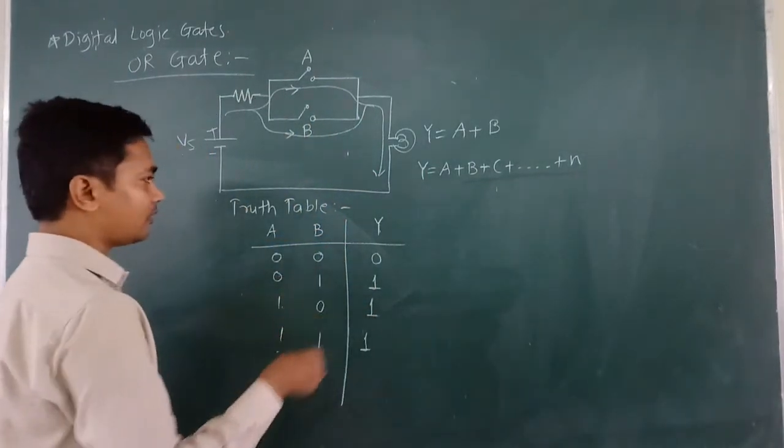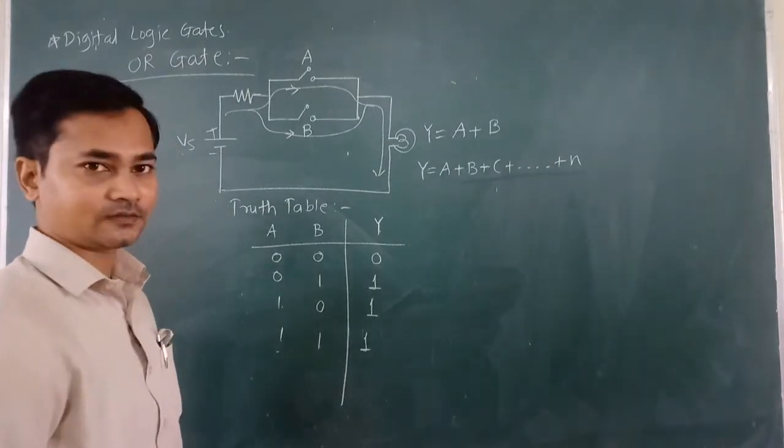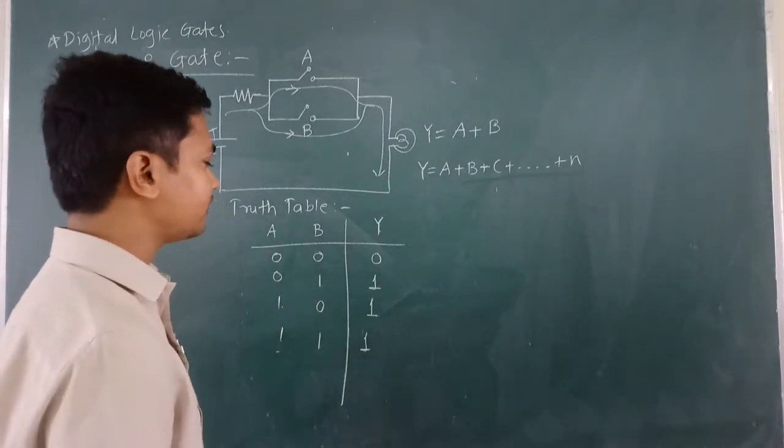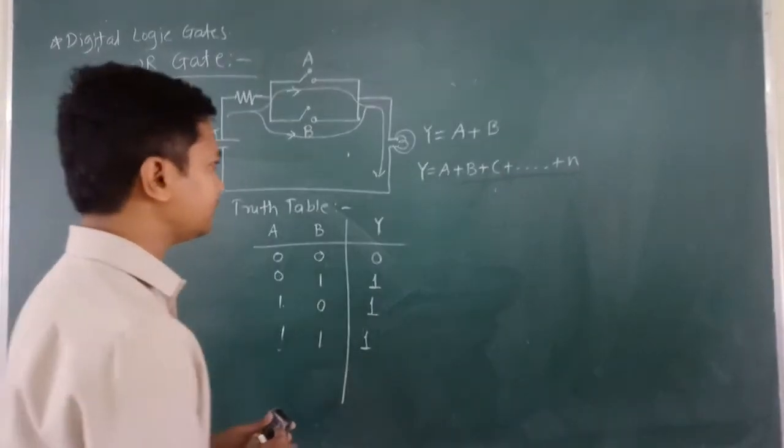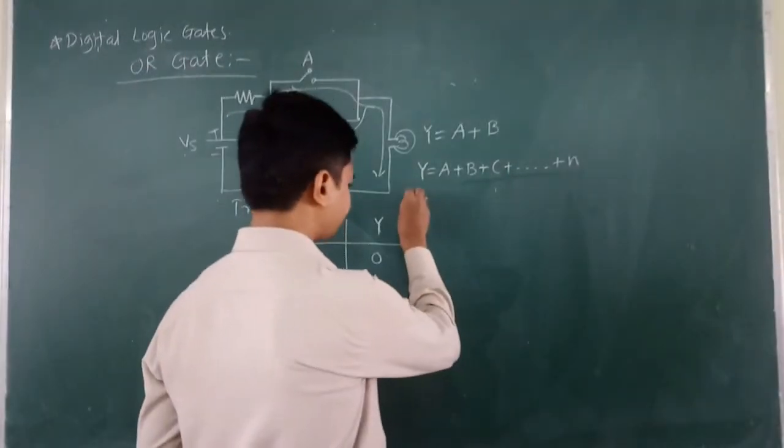So this is all about the OR gate. Now the next gate is the NOT gate, which is also a basic gate. Now let's see the NOT gate.